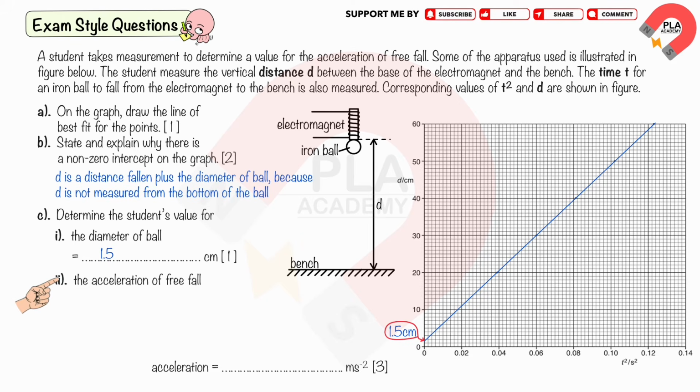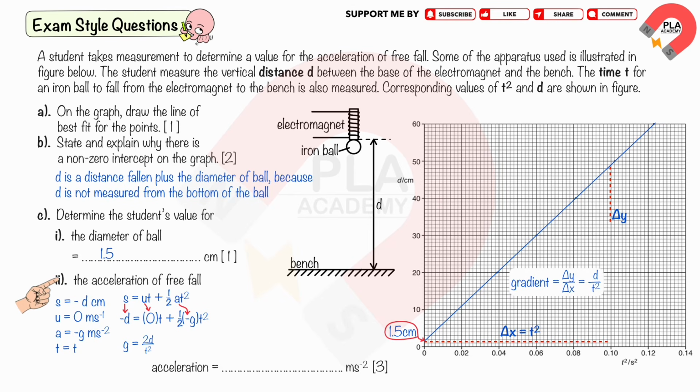2. The acceleration of free fall. When a ball falls, the displacement, s, is negative d, indicating downward, the initial velocity, u, is 0, the final velocity is unknown, the acceleration is negative g, acceleration of free fall, negative indicating downward, and the time is t. We can use the equation s equals u t plus half of a t squared. We substitute s equals negative d, u equals 0, and a equals negative g. We rearrange and simplify the equation to make g the subject, like this.